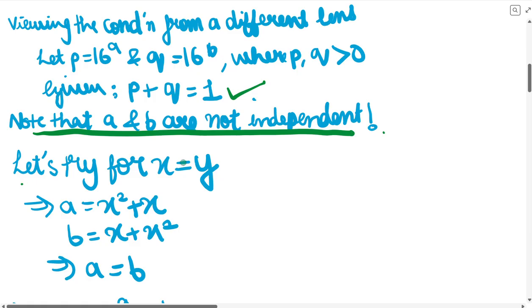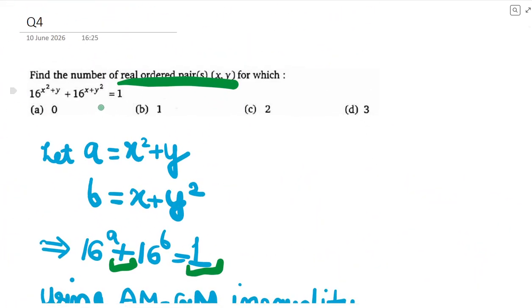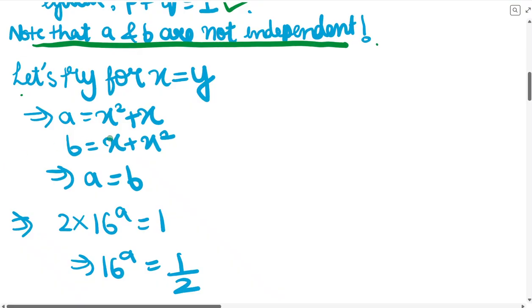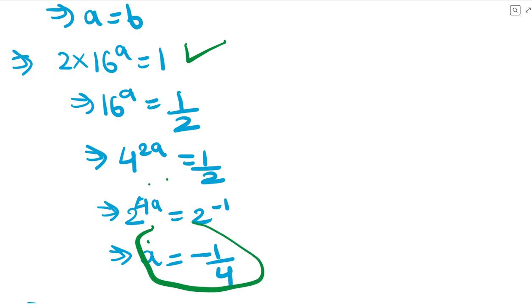So let's try for the condition x is equal to y. When we are required to find the ordered pairs, that is, the values of x and y for which this thing is satisfied, the first thing that comes to mind is to try making both of them equal. So we solved for that. Both a and b became equal. Then we came to this part, 2 into 16 raised to power a is 1. Then we further solved it, and finally we got a as minus 1 by 4.